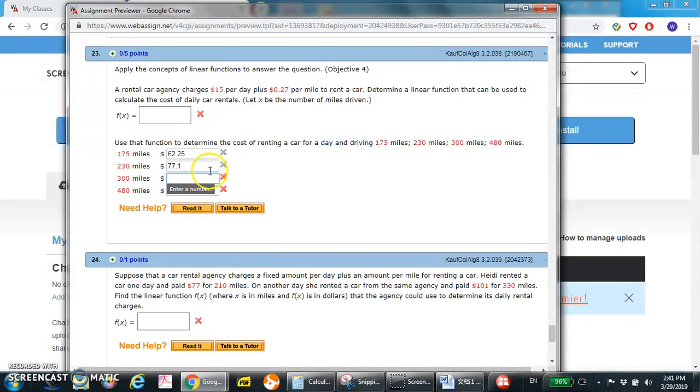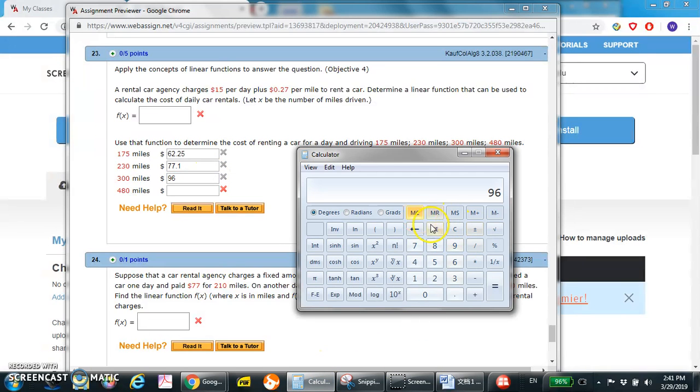And if you drive 300 miles, you will pay 15 plus 0.27 times 300, so you pay $96. And if you drive 480 miles, you pay 15 plus 0.27 times 480.